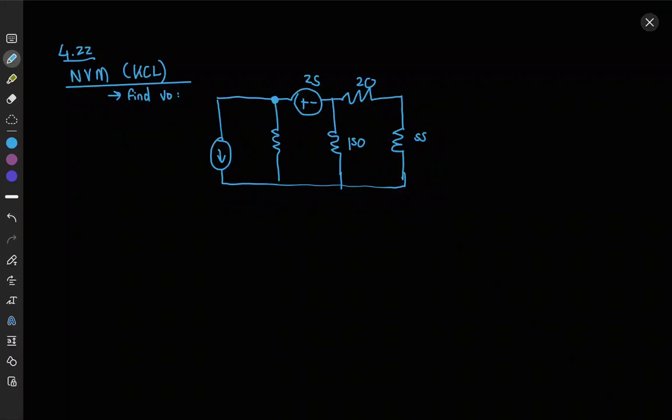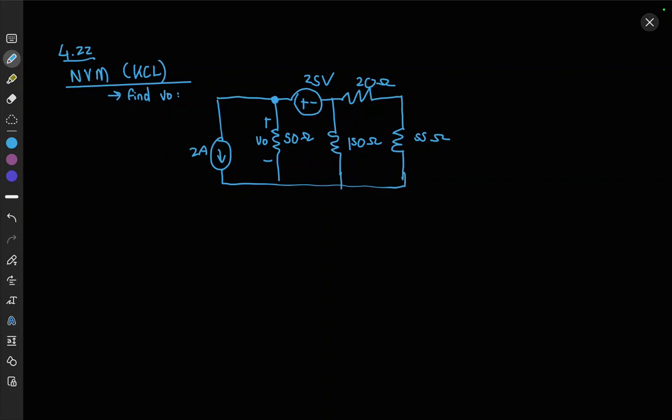So I'm just going to show you problem 4.22 in the textbook. We need to find V0. So let me just complete this problem, plus minus V0, and this is over the 50 ohm resistor. This is also in ohms, this is also in ohms, this is in ohms, and this is in volts.